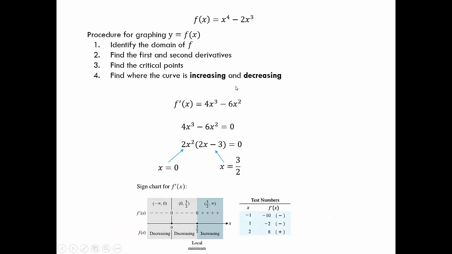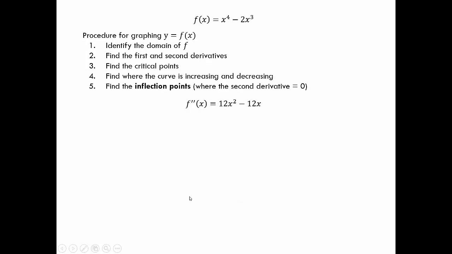I can find where the curve is increasing and decreasing. We did this in the last lecture, where you take those critical points and do your sign chart. So you pick values in each one of these intervals. I picked negative 1, 1, and 2. I plug these back into my first derivative because remember, positive and negative is my slope, so that would tell me if it's increasing or decreasing.